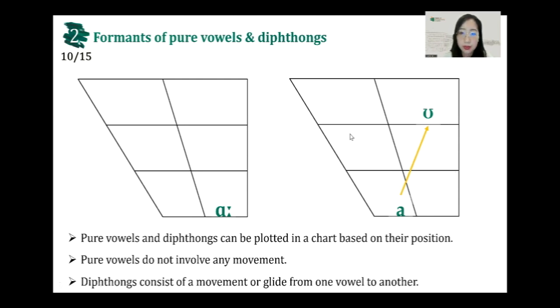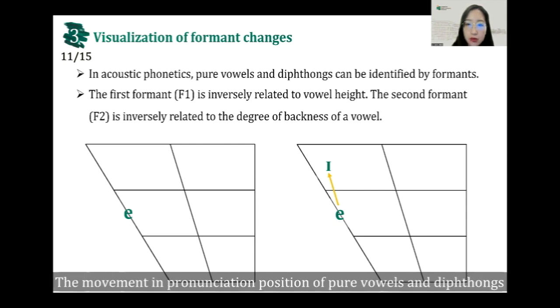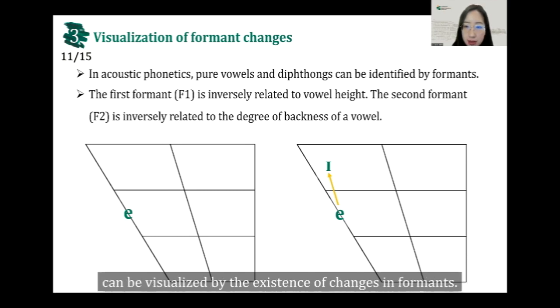In acoustic phonetics, formant is an acoustic cue that indicates the pronunciation position of vowels. The movement in pronunciation position of pure vowels and diphthongs can be visualized by the existence of changes in formants.